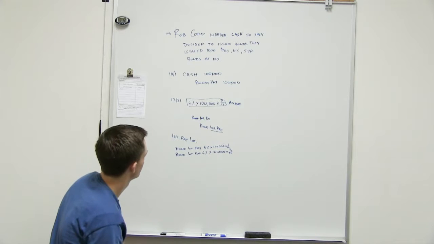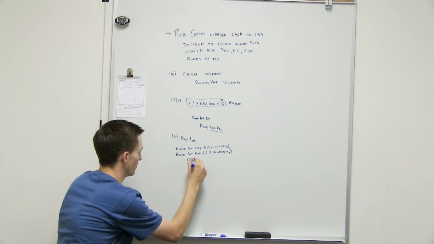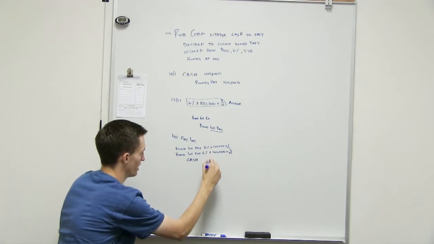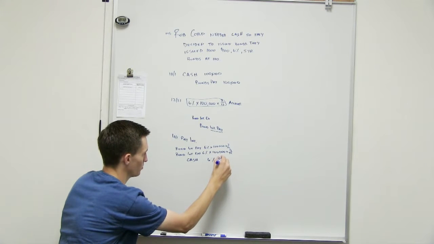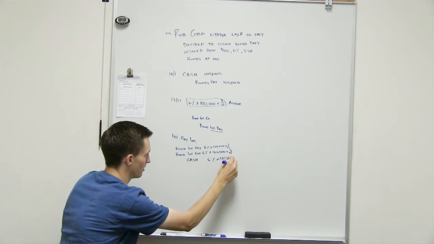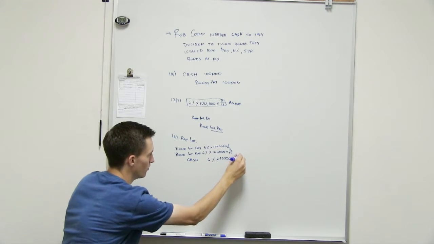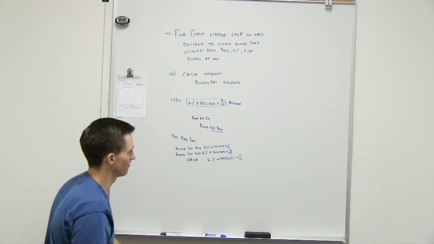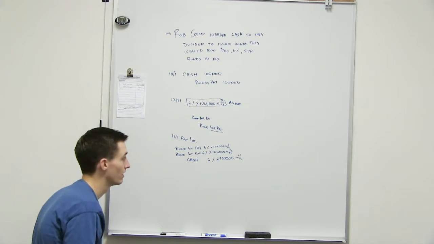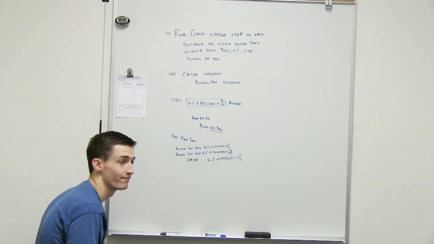Yeah. Okay. And then it's cash, for both of those amounts added up, or the 6% times 100,000 times 12/12. Same thing, right? Add those two up.